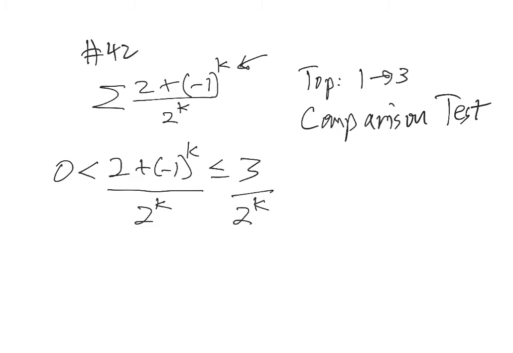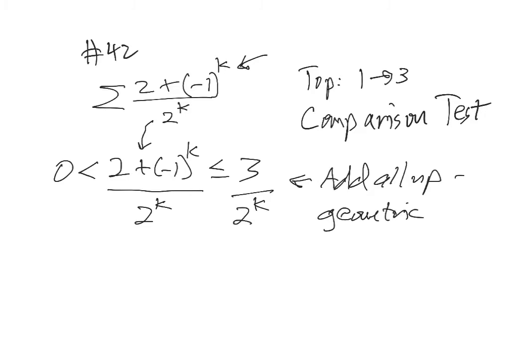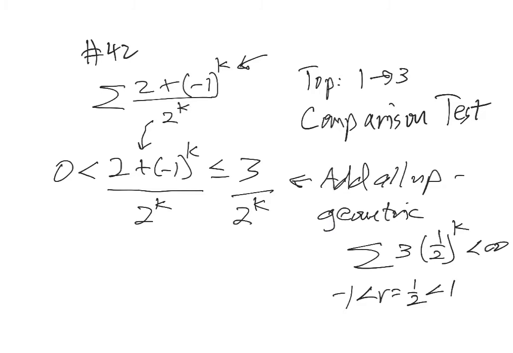Then notice I've built up in the middle here the series that we're trying to analyze, and I have it bounded above by this series, term by term, for every k. And if you add these up, we have a geometric series, which looks like this: 3 times 1/2 to the k. It converges. It's less than infinity because r equals 1/2, which is between 1 and negative 1.